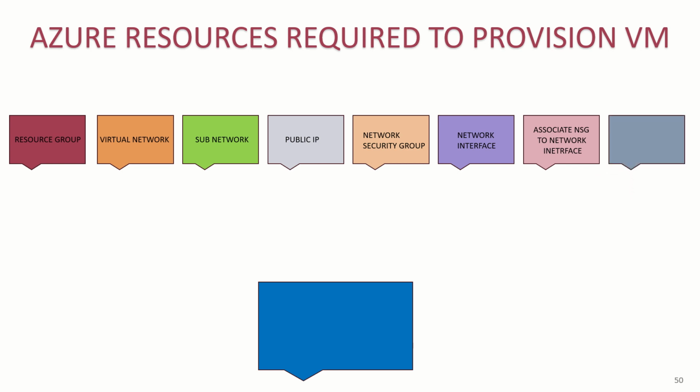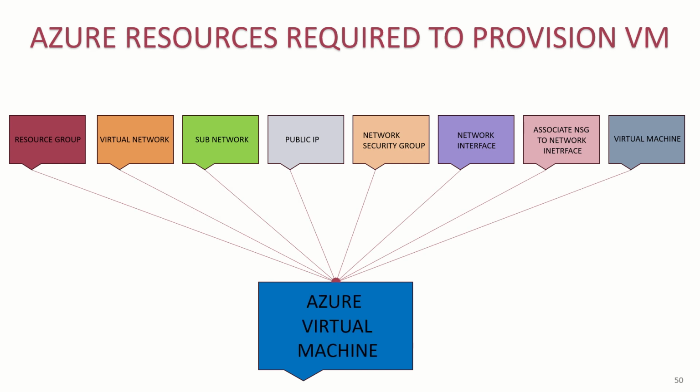After that we'll go to the virtual machine resource, and the virtual machine will be a combination of all these resources. Once our Azure virtual machine is created, we can get access to it using the public IP. So we can access it using a browser or from the external world, what we can call the internet. We can access it using the public IP that we have created and assigned to this particular virtual machine.